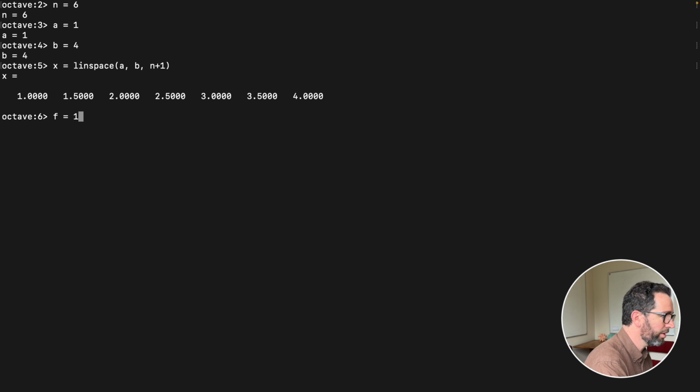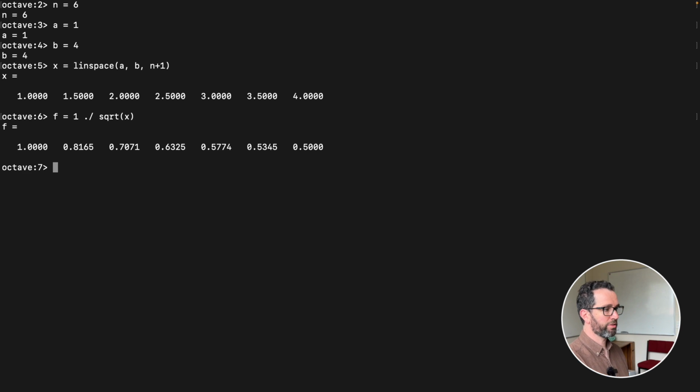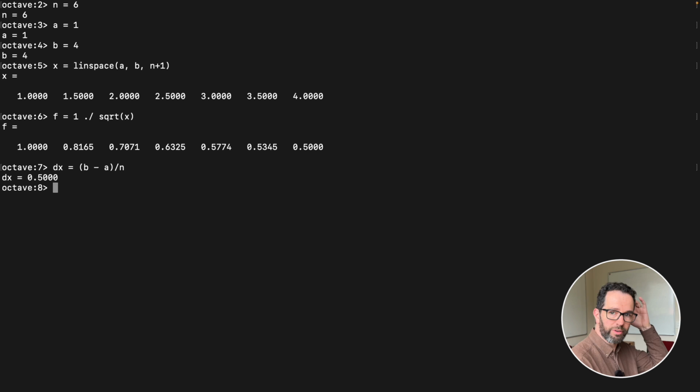And let's get our function values on those points. So that's just going to be 1 divided by the square root of x. In Octave or MATLAB, you've got to use dot for dividing when you're dividing by a vector of things. Those are our function values. We also need to have our little delta x, which is 0.5. You can also calculate that from b minus a over n, so that'll be 0.5 for us.